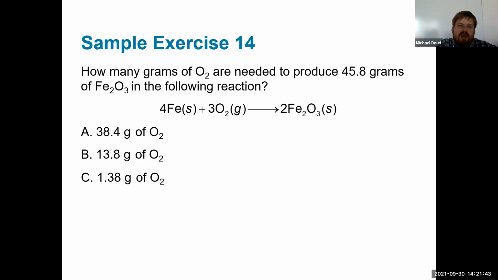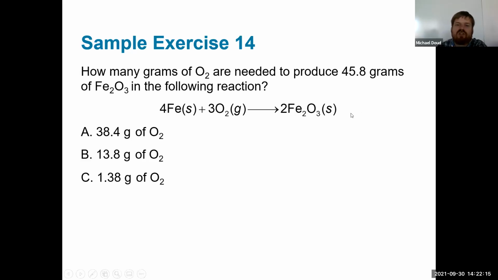So the question here is, how many grams of oxygen are needed to produce 45.8 grams of iron 3 oxide in the following reaction? We have the balanced equation, 4 moles of iron react with 3 moles of oxygen to produce 2 moles of iron 3 oxide. And you have 3 possibilities here, 38.4 grams, 13.8 grams, or 1.38 grams. So go ahead, pause the video now, work this out, and then when you come back, we'll work through the answer. So go ahead, pause.